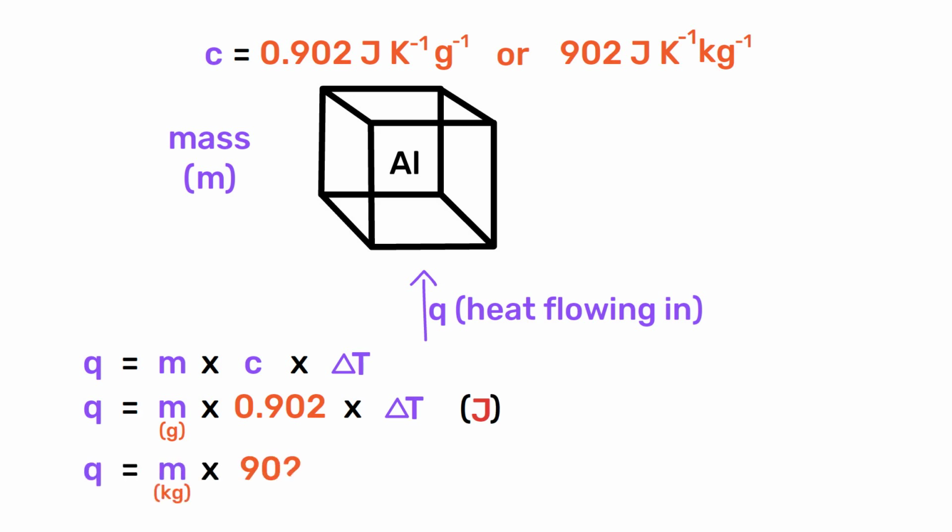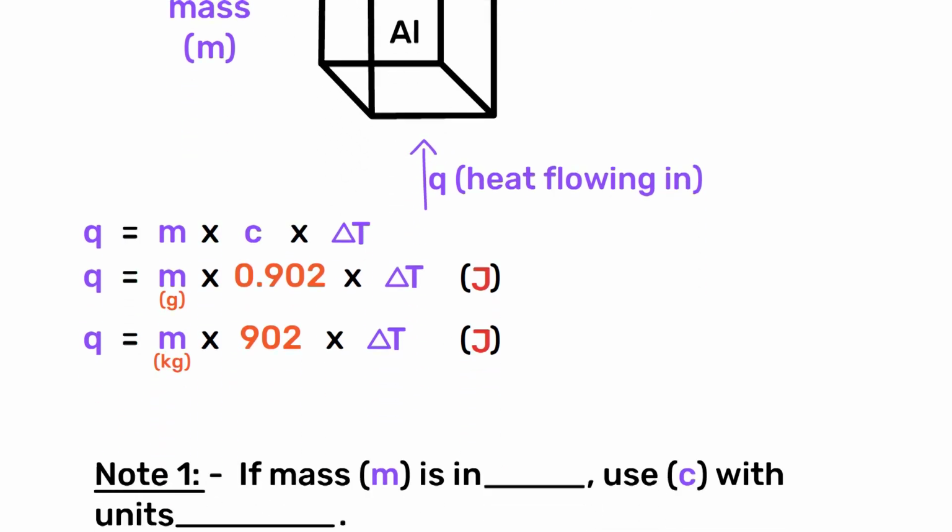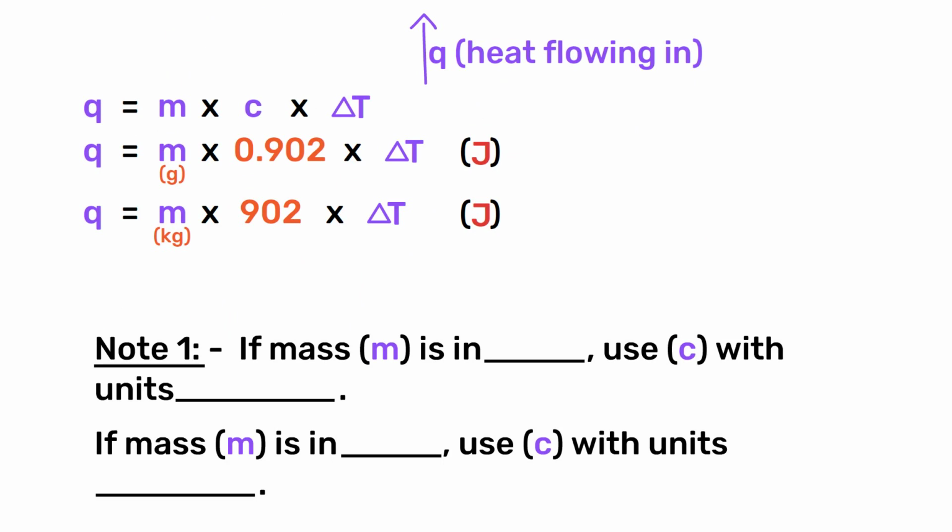Here you have to be careful whether the mass is in kilograms or grams, and you have to match the specific heat with the units of the mass. So if mass is in grams, then use specific heat with units joules per Kelvin per gram. And if mass is in kilograms, then use specific heat with units joules per Kelvin per kilogram.